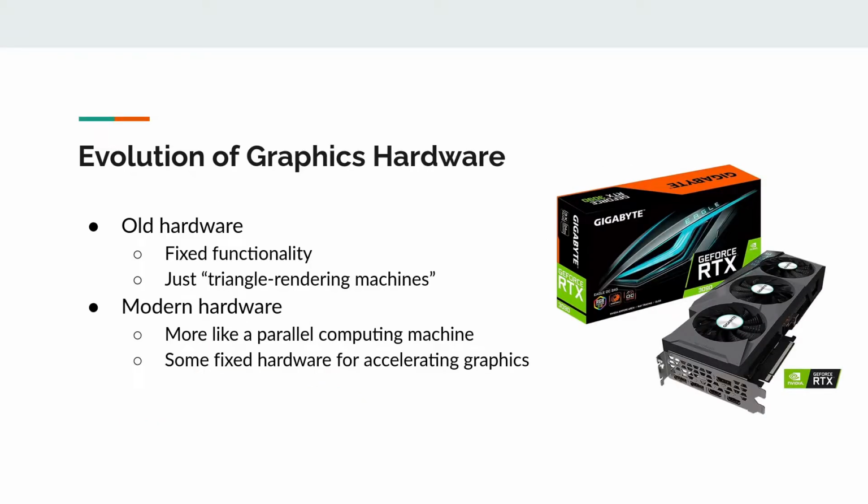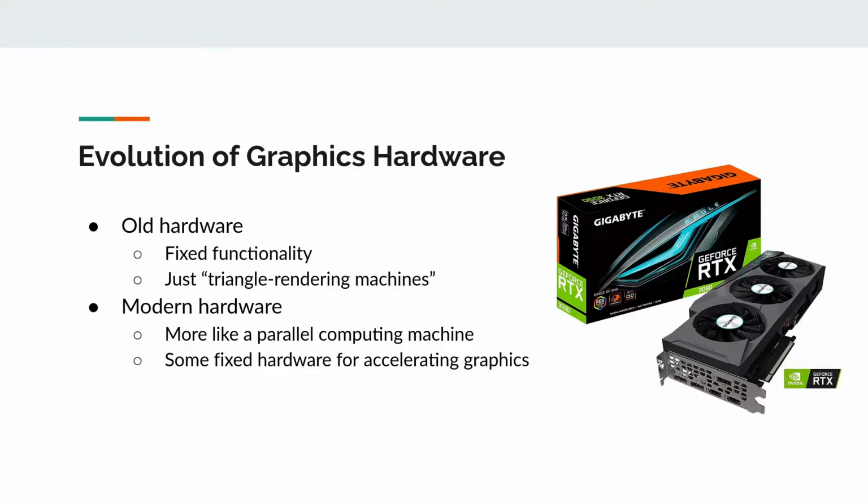If you inspect the development of graphics hardware, this actually makes perfect sense. Because the old GPU hardware used to have fixed functionality, it was inflexible. You couldn't even change the vertex and fragment shaders. Therefore, they were just triangle rendering machines. You just supplied the vertex data and that's it. All of the rendering logic was hardwired in the chip.